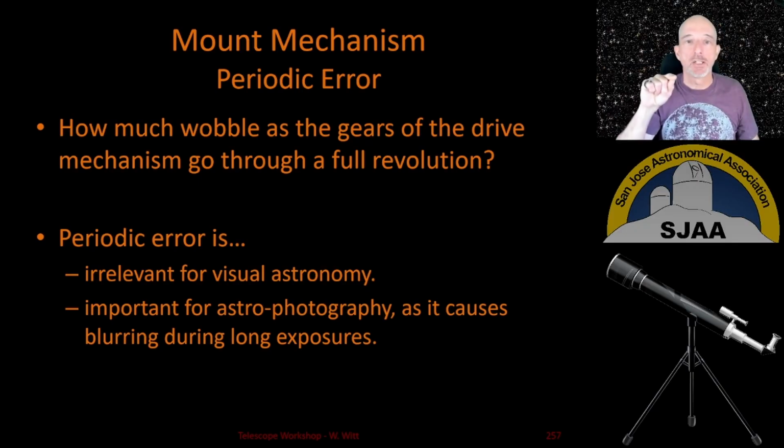As the gear goes through its cycle, it is not driving consistently, uniformly all the way through. Somewhere it might drive a little faster, somewhere just a little bit slower. These things are tiny, and they're not very relevant for visual astronomy, but the error may actually be significant for astrophotography because it might cause blur during long exposures. So periodic error, the good news is you probably don't care for visual, but you'll see a periodic error spec when you go mount shopping, and it does matter for photography. And there are ways you can compensate for it, but that also creates more complexity. And so, ultimately, it's important to understand if you want to do photography.